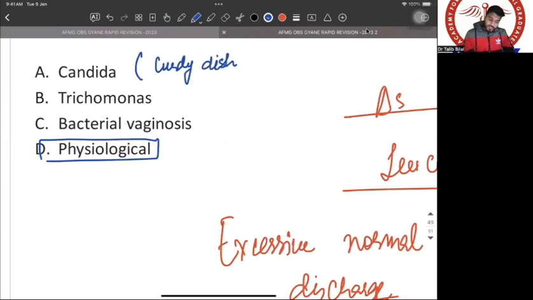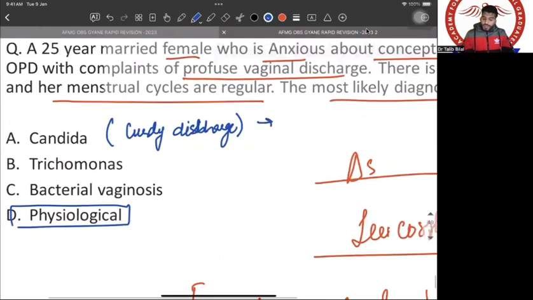Curdy discharge. We have curdy discharge. And what is the drug of choice for candidiasis? We have fluconazole.